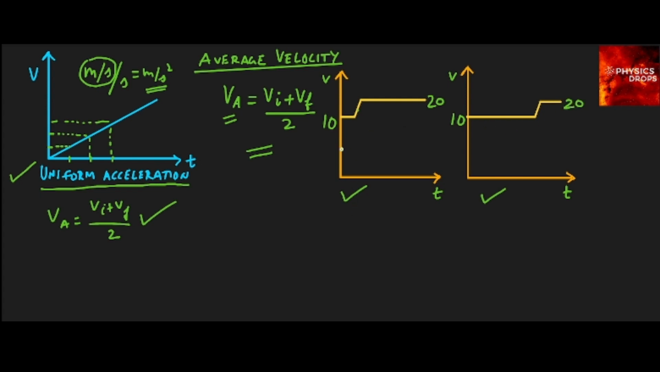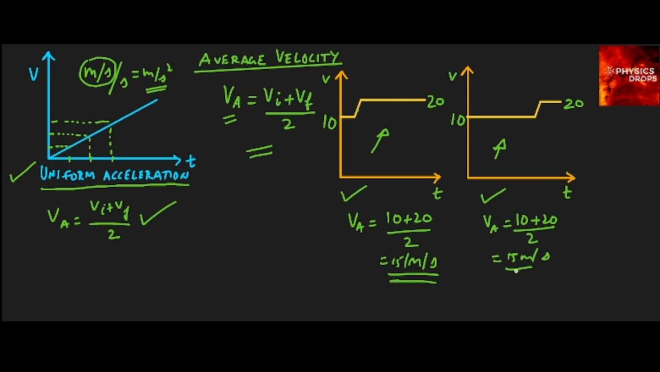Now in this case, if I tell you the average velocity V average is initial plus final by 2, which is 30 by 2 or 15 meter per second, and in this case the average velocity is initial plus final by 2, which is again 15 meter per second. Intuitively it doesn't make sense, right? Because this particular object has been moving at 10 meter per second only for a short while, and then mostly it's at 20, so the average velocity should be closer to 20, whereas in this case the object has been mostly moving at 10, so the average velocity should be a little bit above 10. But in both cases, if it says 15, then something is not right.